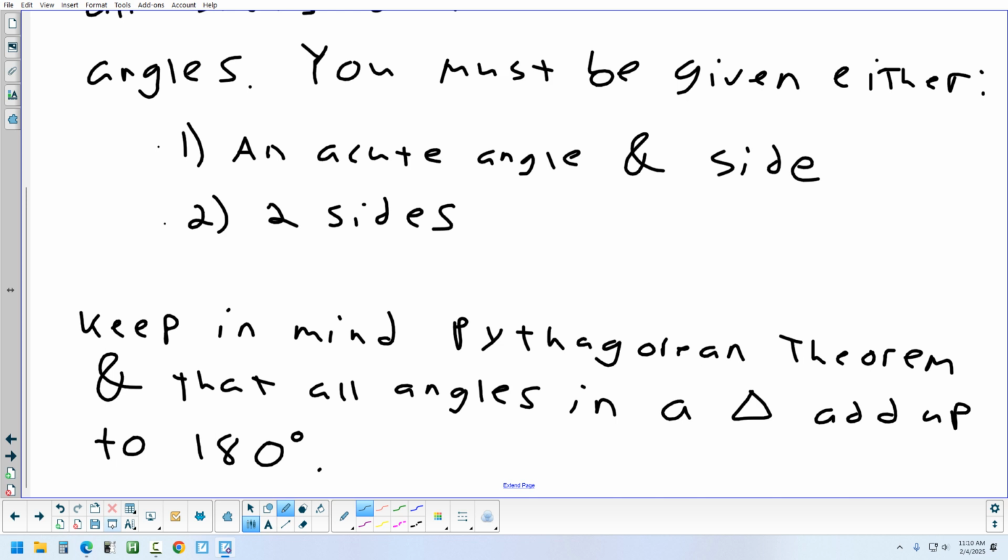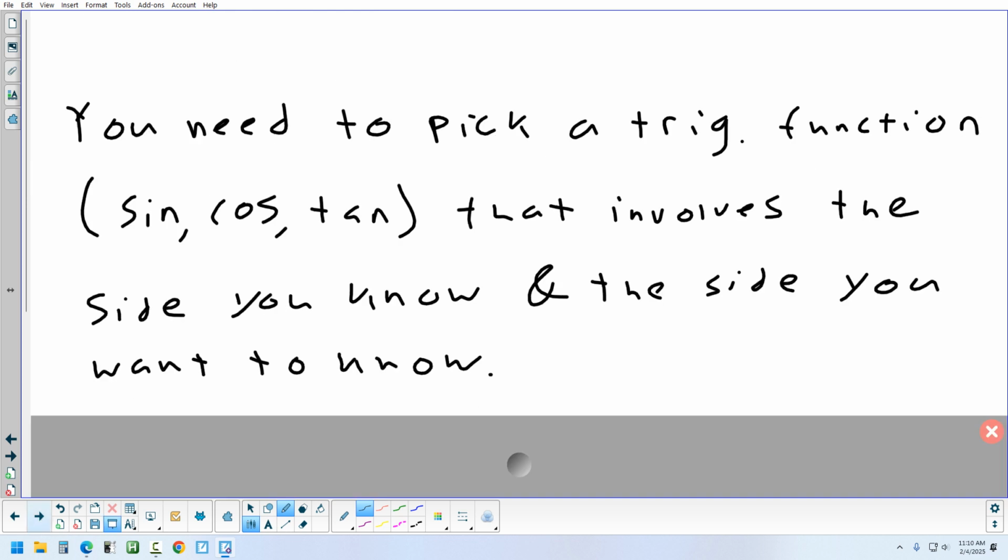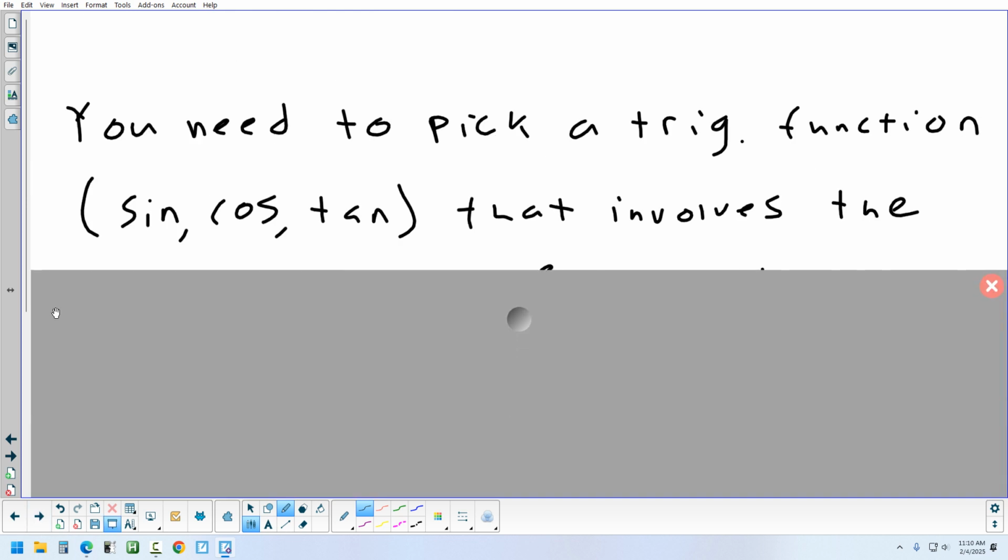So how do you do this? Well, first of all, we're only going to use 3 trig functions in this lesson: sine, cosine, and tangent. Secant, cosecant, and cotangent will not be involved with solving right triangles. We might do something with them on the calculator in a little bit, but they are not going to be part of solving triangles.